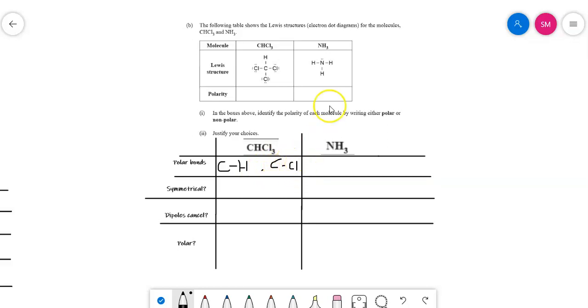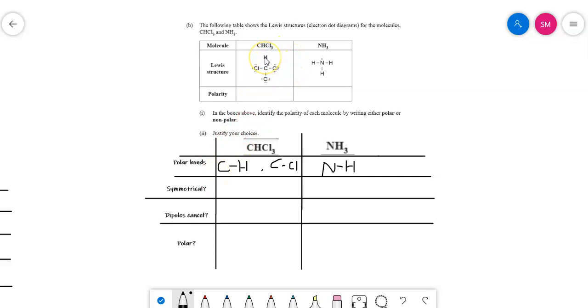So yeah. Here we've got nitrogen to hydrogen. That's the only type of bond we have. So yes, they both include polar bonds. The next thing we need to look at is whether or not the molecule is symmetrical.